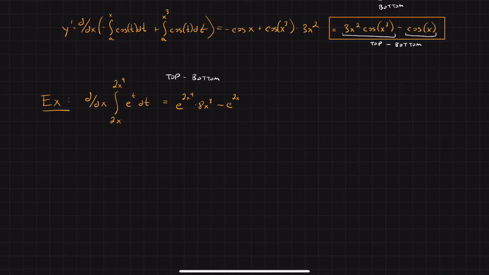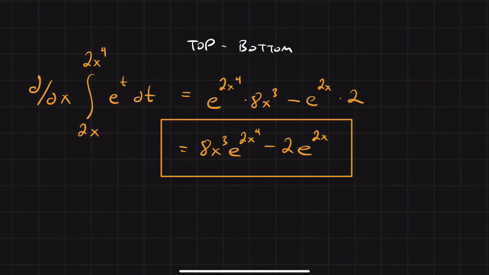The bottom boundary is 2x. That would give us e to the 2x. And then the chain rule part for that would be the derivative of 2x, which is just 2. Rearranging the terms, we would have 8x cubed e raised to the 2x to the 4th power minus 2e to the 2x.